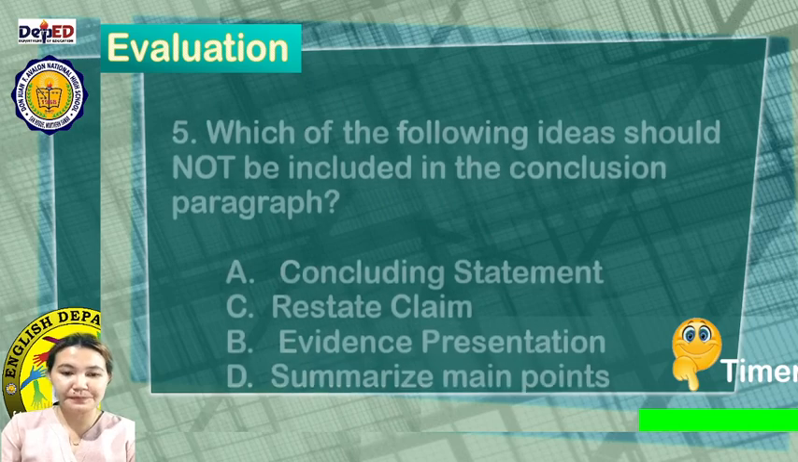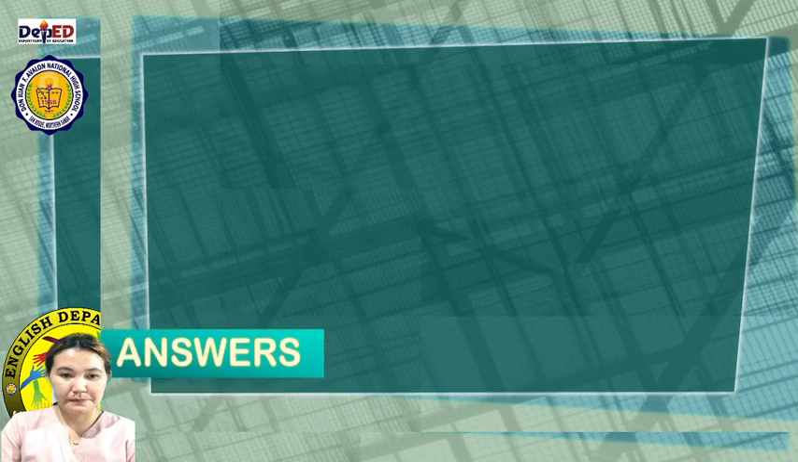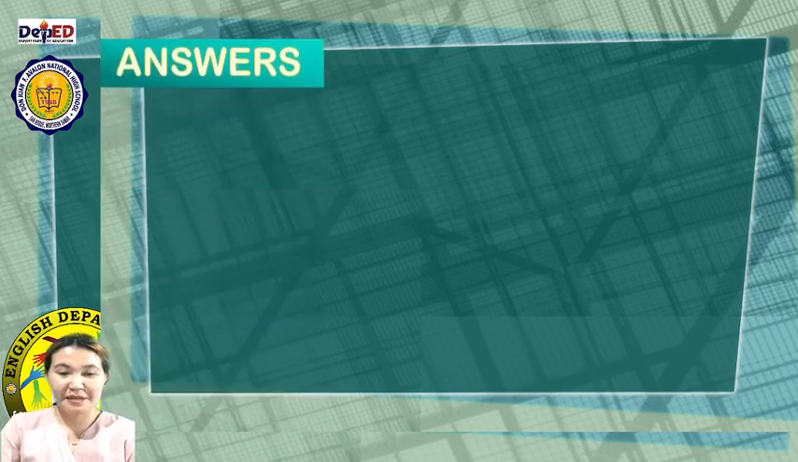Number 5. Which of the following ideas should not be included in the conclusion paragraph? A. Concluding statement. B. Evidence presentation. C. Restate claim. D. Summarize main points. Okay. By the way, sorry for the number 5. There is some error in the sequence of the letters.